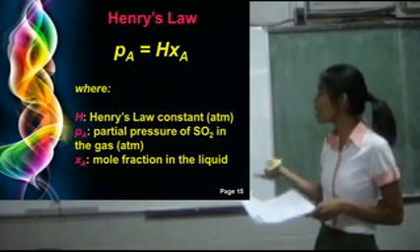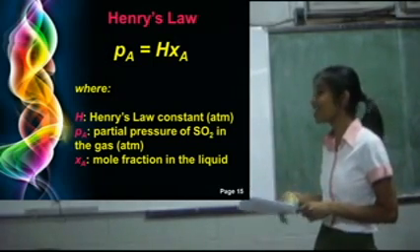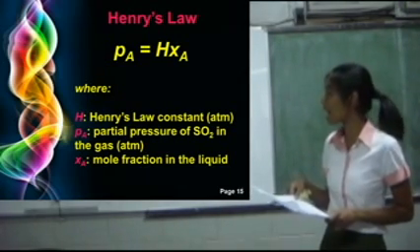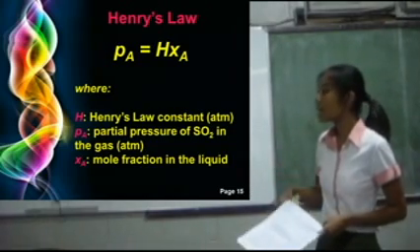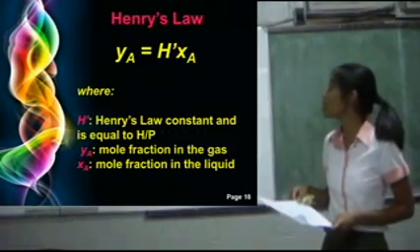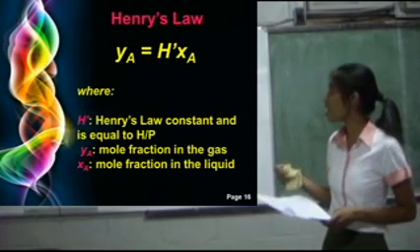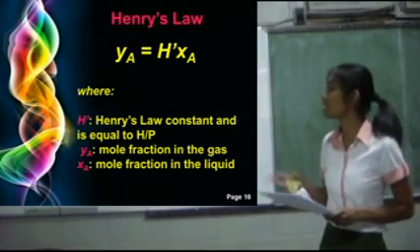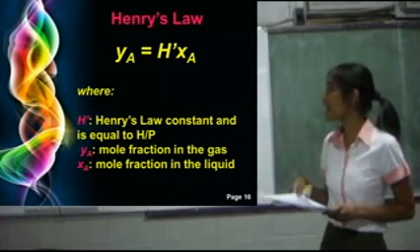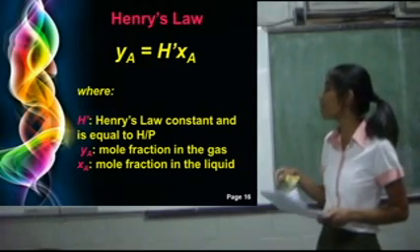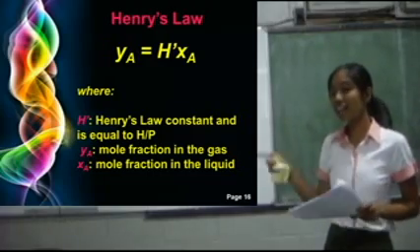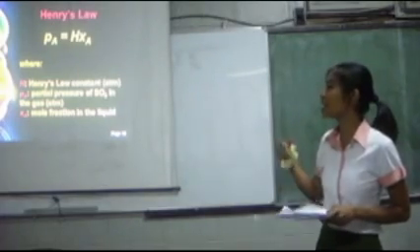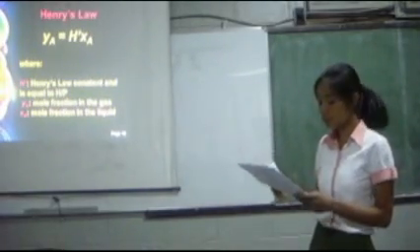Henry's law is PA equals H times XA, where H is the Henry's law constant, PA is the partial pressure of SO2 in the gas, and XA is the mole fraction in the liquid. If we divide this equation by the total pressure P, we will obtain YA equals H prime XA, where H prime is the Henry's law constant, and this is equal to H over P, and YA is the mole fraction in the gas, and XA is the mole fraction in the liquid. Let us take note that H in the previous equation is independent of the total pressure, while the H prime is dependent on the total pressure.